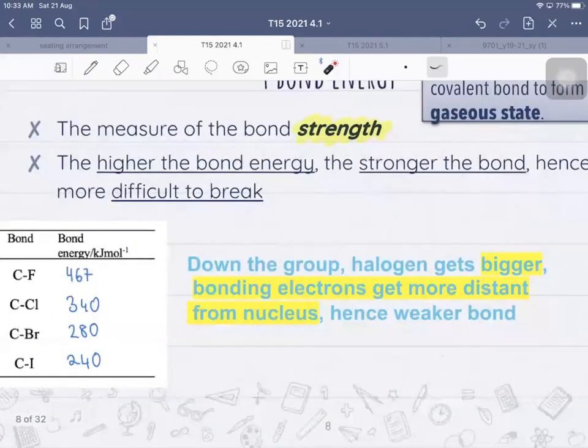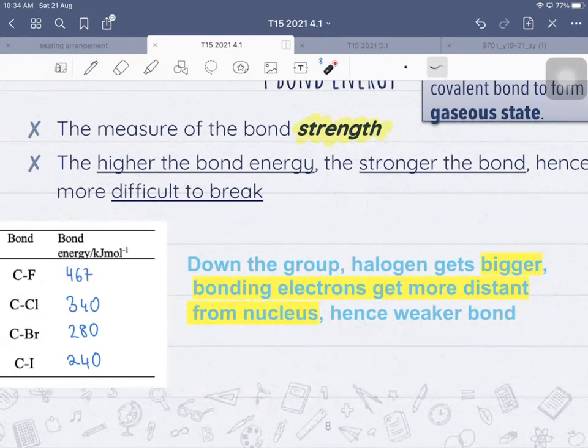As you go down the group, the halogen gets bigger due to the additional shells. Fluorine will only have 2 shells, chlorine 3, bromine 4, iodine 5 shells. Fluorine is the smallest halogen, and iodine is the biggest halogen in terms of atomic size, because as you go down, the number of shells is increasing.